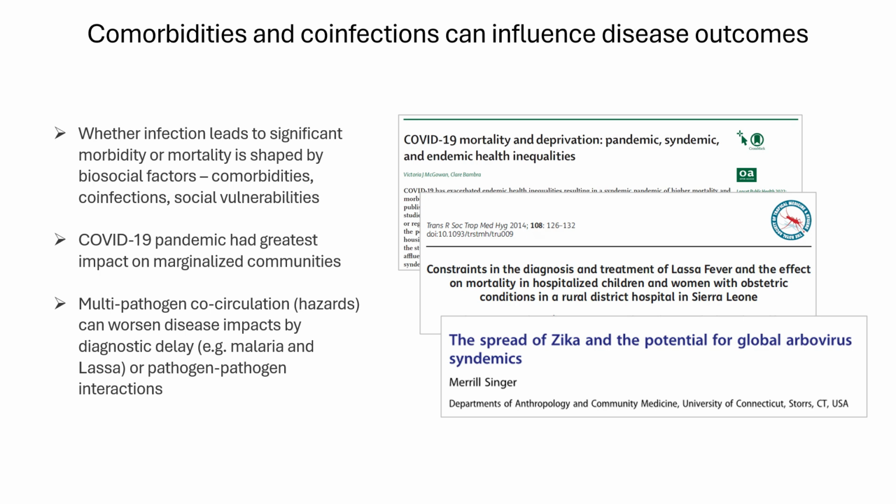And often in that case, it's fairly late for the available treatments to be as effective. So this increases the likelihood of mortality. So we see complex impacts of the co-circulation of multi-pathogen hazards on vulnerability.